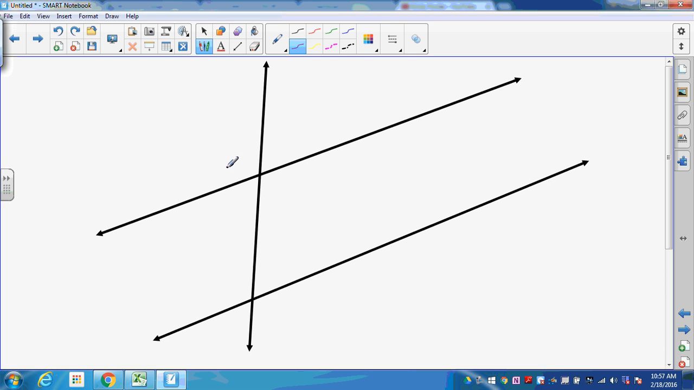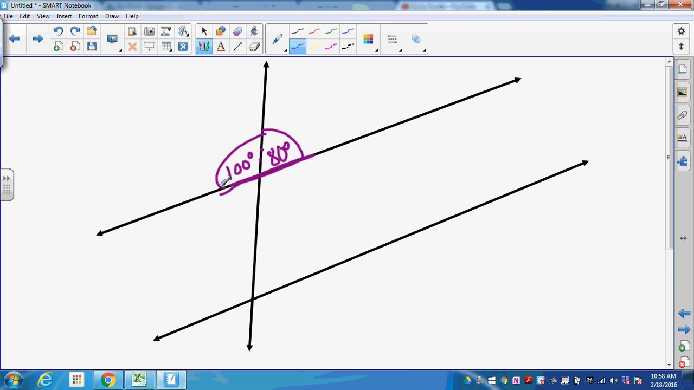So the measure of this angle is going to be 100 degrees. Why? Because I said so. Okay, so first thing I'm going to look at, I've got a couple of options, but I'm going to look at this right here. I see that this angle, my 100 degree angle, and this angle right here, if I add those together, those are going to be supplementary angles. So I know that supplementary angles add up to 180 degrees. So 100 plus 80 is going to give me that 180 degrees. So the measure of my second angle is 80.